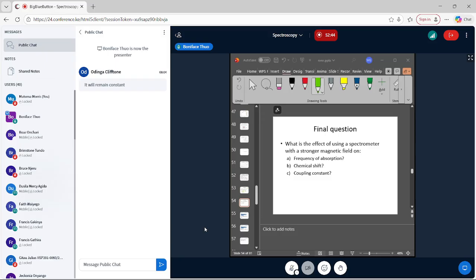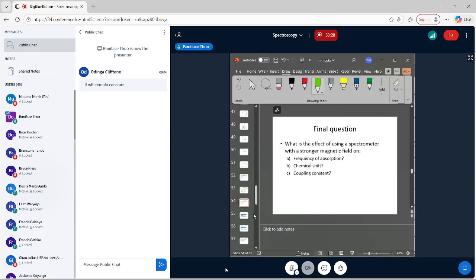And what about the J constant? What will be the effect on the J constant? Benson, Juguna? I think there'll be no change in the J constant. Okay, that's correct. We have mentioned that the J constant is a constant, independent of the strength of the polarizing magnetic field. It is an intrinsic property of protons.